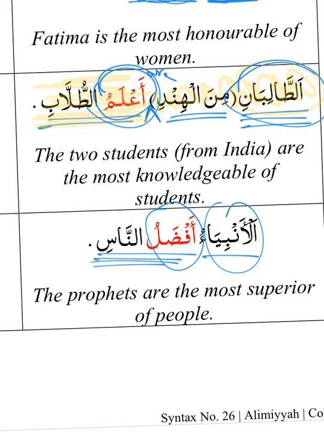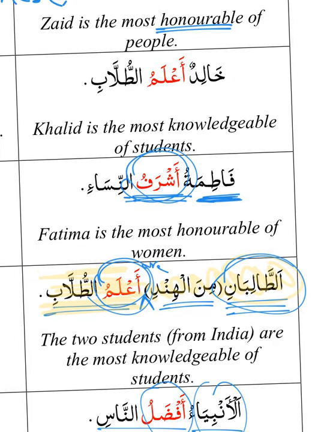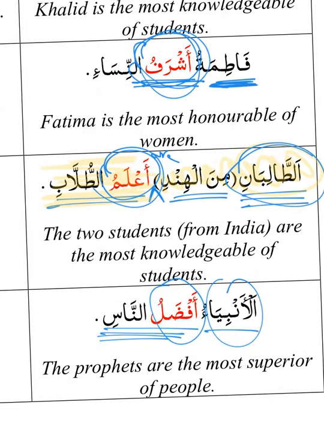Like I said, you have a choice. You can stick to singular and masculine, keep it easy. And the reason you are allowed to use singular and masculine for all of these is because it's easier on the tongue. Khalidun a'lamu at-tullab, Fatimatu ashrafun nisa, At-Taliban min al-Hind a'lamu at-tullab. It's very easy to say. Al-Anbiya afdalun nas. This is very easy on the tongue, and because of excessive usage, this is permissible, despite Fatima being feminine, despite At-Taliban being dual, despite Al-Anbiya being plural.